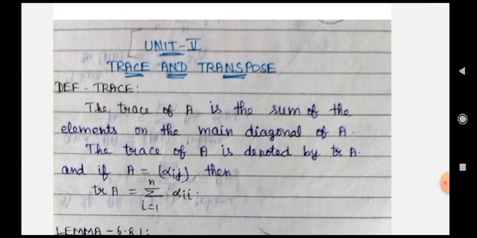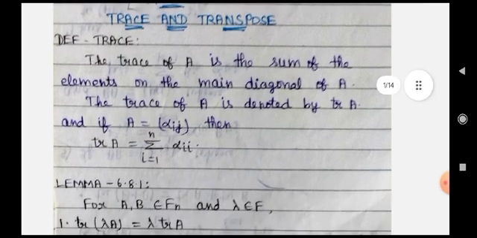Now we are going to see some definitions and theorems in the topic trace and transpose for BSc Mathematics final year students. First we see the definition of trace. The trace of A is the sum of the elements on the main diagonal of A. The trace of A is denoted by trace A, and if A equals (alpha ij), then trace A equals summation i equals 1 to n alpha ii.